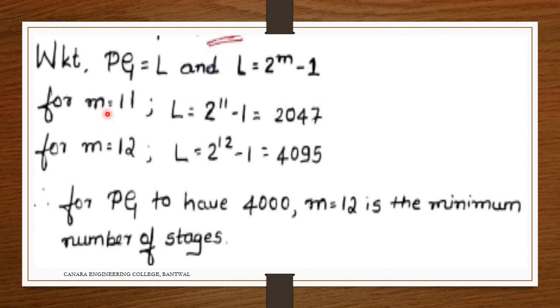So I'll just randomly go with m is equal to 11. What is that? L is equal to 2 to the power of 11 minus 1, 2047. No, that's not what we need. Now I'll go with m is equal to 12. 2 to the power of 12 minus 1 is equal to 4095. So it's almost near to the processing gain we have found for our answer. So it should have m is equal to 12, a minimum of 12 stages has to be there in order to achieve 4000 processing gain.